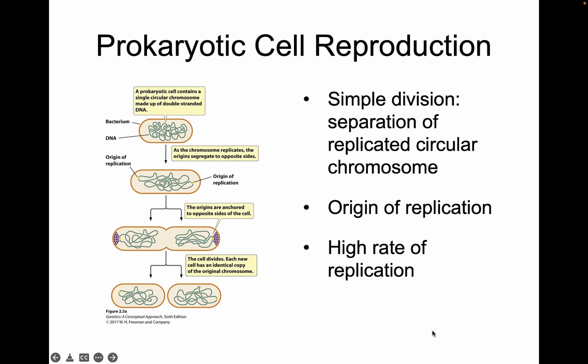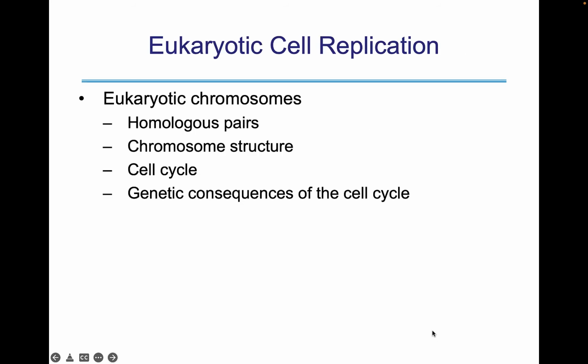And as a result, the rate of replication in a prokaryotic cell tends to be much higher than a eukaryotic cell. Okay, specifically under optimal conditions, bacteria cells can divide every 20 minutes. Okay, this is significantly different from a eukaryotic cell.